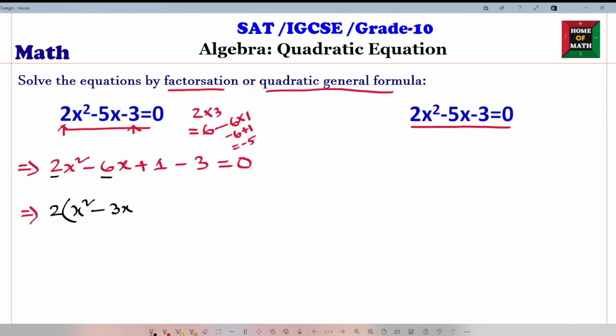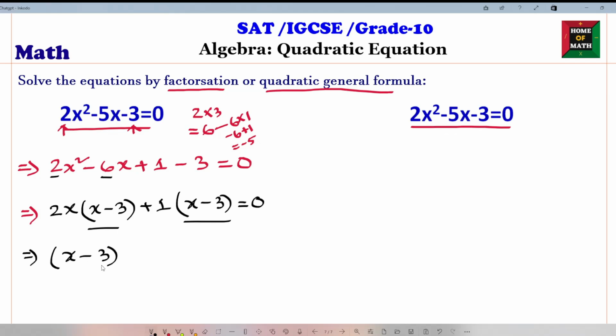Right? It's not right. Why? Because here is x² and here is x. So we can write 2x, here is (x - 3), plus 1, here is again (x - 3), equals 0. So we can take common (x - 3). So here is (2x + 1) equals 0.